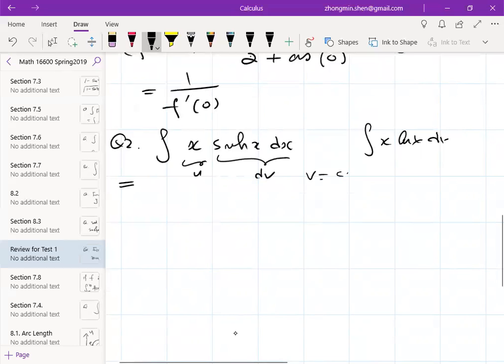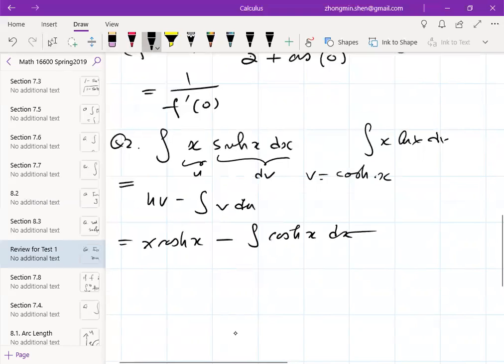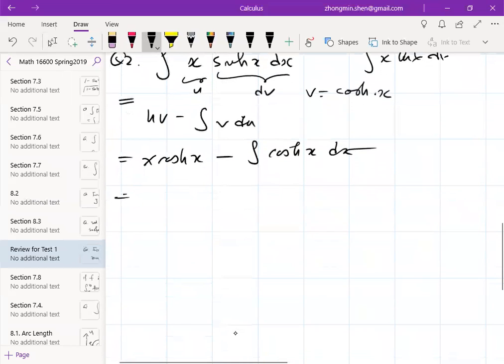v is hyperbolic cosine x, as there's no negative sign there. It's not like a sine. The derivative of hyperbolic cosine x is hyperbolic sine x. So that's uv minus the integral of v du. u is x, v is hyperbolic cosine x, minus the integral of hyperbolic cosine x dx. Then the antiderivative of hyperbolic cosine x is hyperbolic sine x plus a constant.